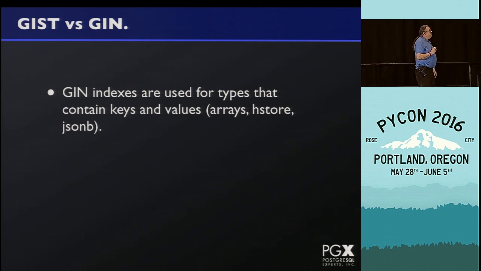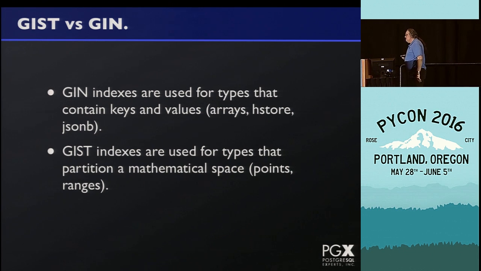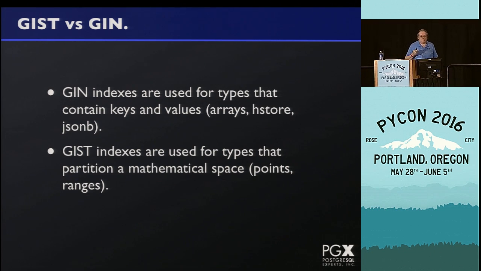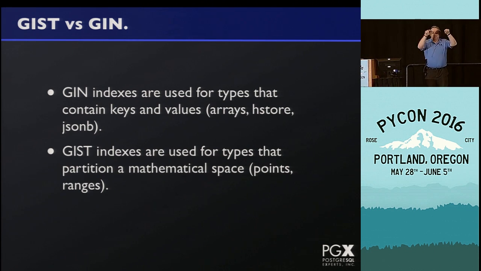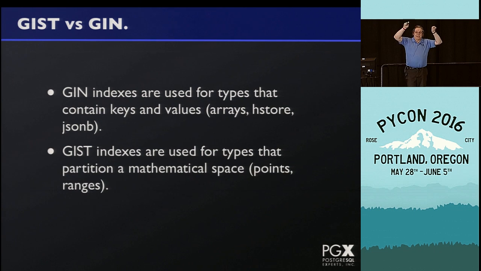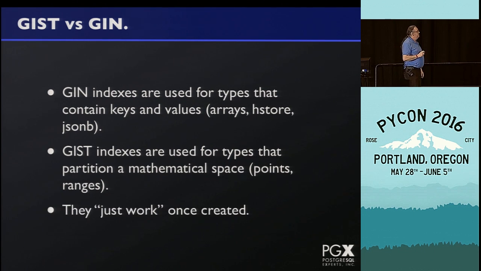GIN indexes are good for types that contain keys and values, like arrays, like hstore, like JSON, where you have a key and that key maps to a value. GiST is generally used for types that partition a mathematical space, like points and ranges. Like a rectangle, there are things inside the rectangle, there are things outside the rectangle. Ranges similarly, there are things in the range, things outside of the range. And for those, you generally want a GiST index.